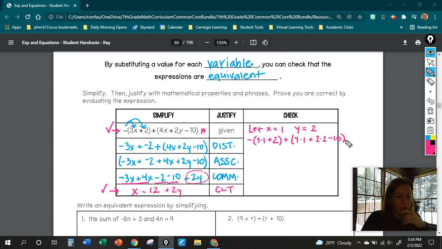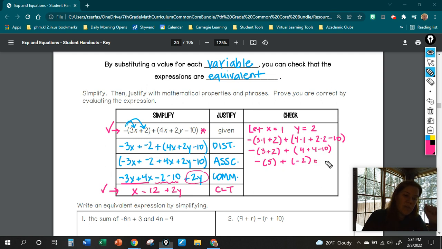Okay, now we follow order of operations and start solving. So we would have negative 3 plus 2 plus, in here we'd have 4 plus 4 minus 10. So we'd have negative 5 plus 4 plus 4 is 8 minus 10. That's negative 2. Okay, so we have the opposite of 5 plus the opposite of 2. Negative 5 plus negative 2. This equals negative 7. So that's what we should get this bottom one to equal if we've done everything right.